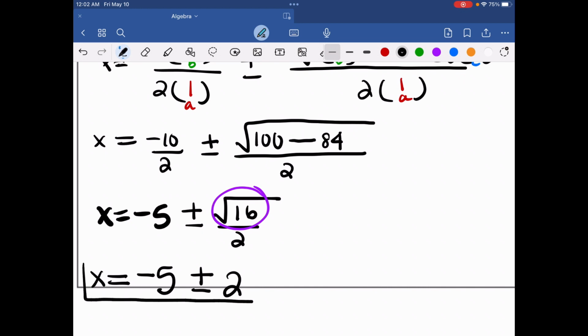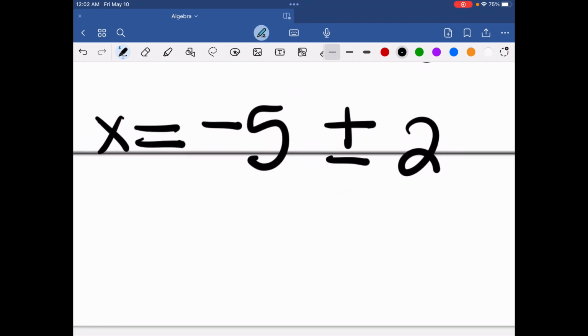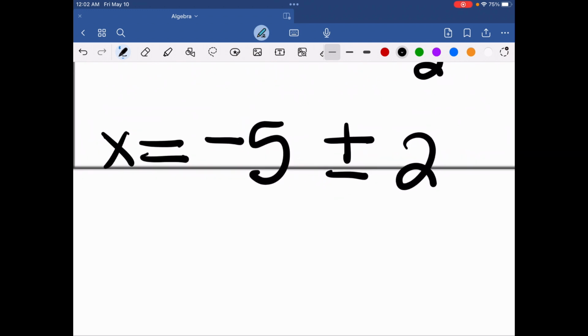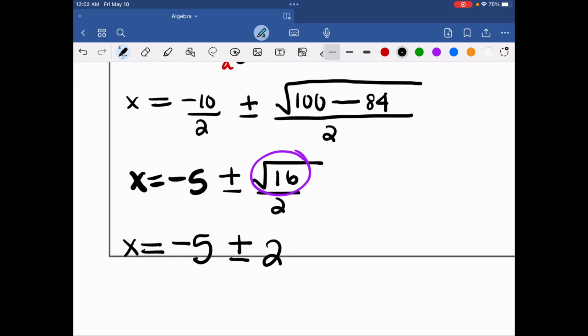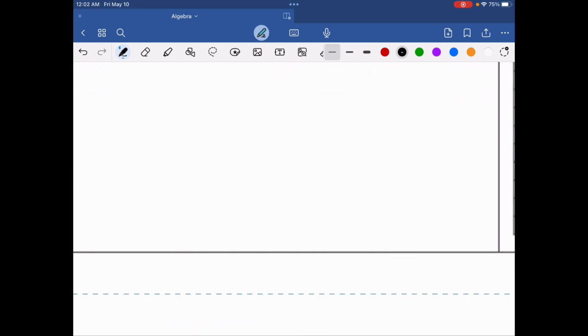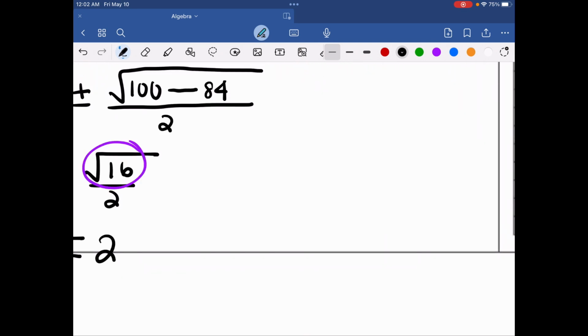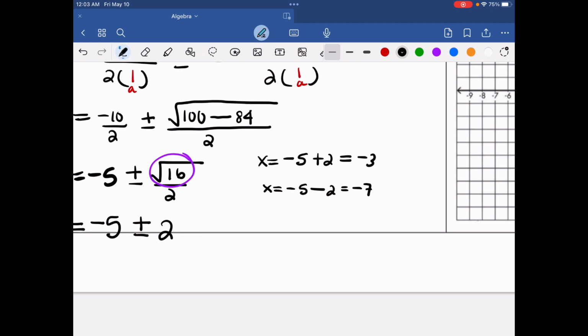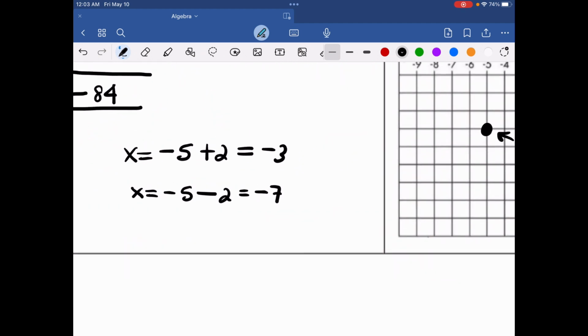And these are our 2 zeros. You just have to do one time with the plus sign and one time with the minus. So negative 5 plus 2 and negative 5 minus 2. All right, x equals negative 5 plus 2, which would be negative 3, and x equals negative 5 minus 2, which is negative 7. So make sure you're using your calculator. But those are our two correct answers, x equals negative 3 and x equals negative 7.